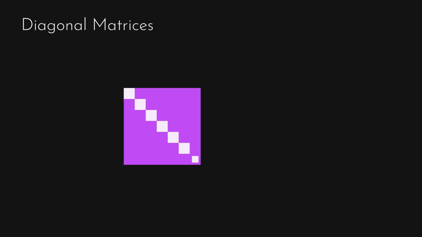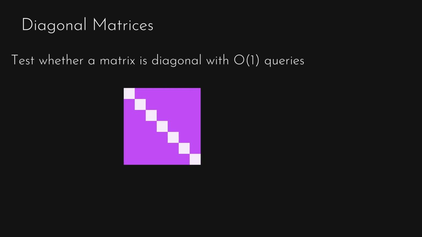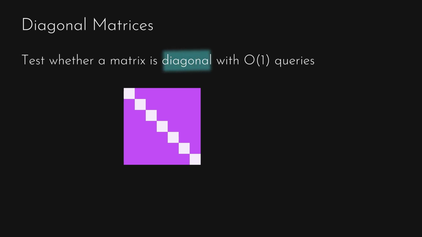This is a good warm-up example because the algorithm is pretty simple, but it also shows off why UMV queries can be pretty powerful. Recall that a diagonal matrix is one where all the non-zero entries are on the main diagonal, and our task is to determine if the unknown matrix M is diagonal or not by using only a constant number of queries. We are going to focus on making one query with random vectors u and v.